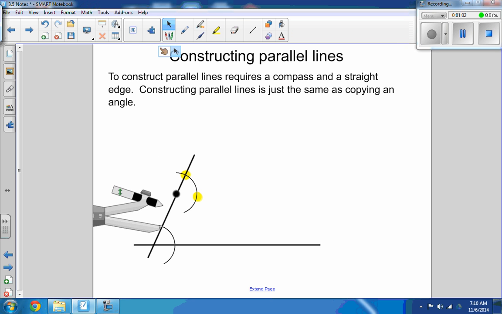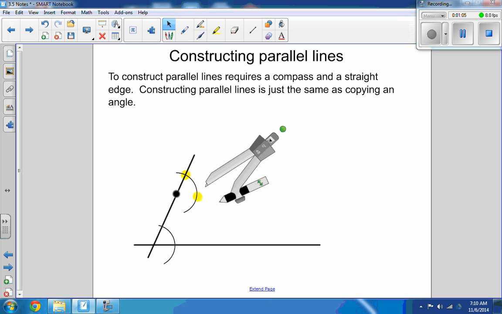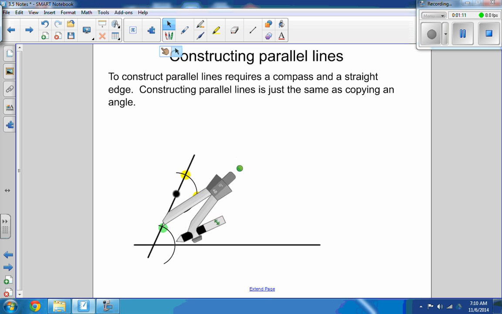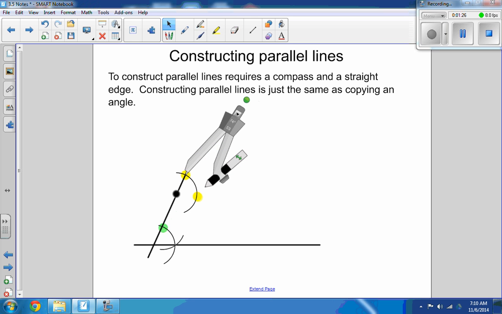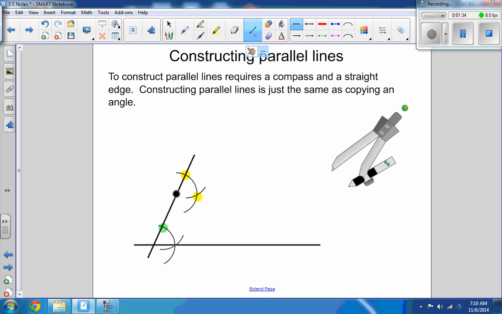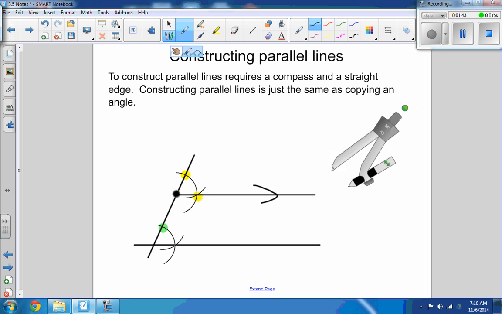Then I create my second arc. I'm going to put my point of rotation here. So point of rotation there, and then note I'm going to get my compass so that's the same length, so it intercepts the arc and the line. Then I move it back up here, and I repeat. And then I go from the point to where the two arcs intercept, and I've created parallel lines.